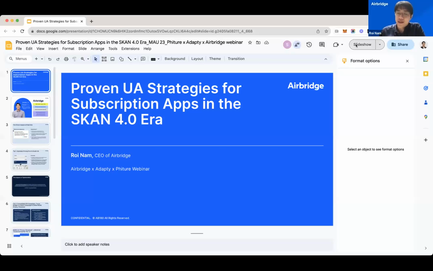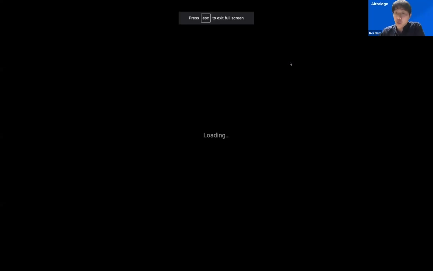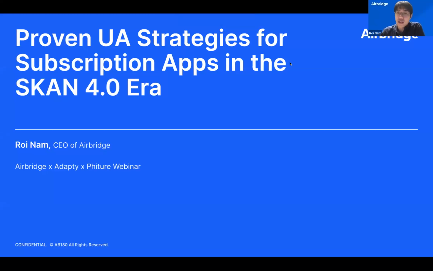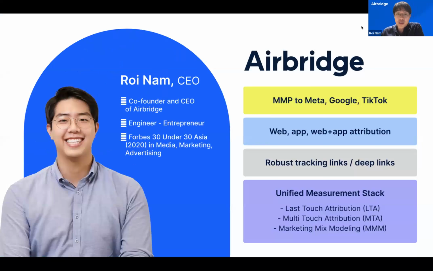Thanks everyone for joining this session today. I'm Roy, CEO of Airbridge. Today, the topic that I would like to share with you is proven UA strategies for subscription apps in the SKAN 4.0 era. Before delving into the actual contents, I would like to briefly introduce myself and the company. I'm the founder and CEO of Airbridge. I have an engineering background. Airbridge is an MMP, mobile measurement partner. We're one of the 6 partners of Meta and Google in the world. We not only do mobile attribution, but also unified attribution for both web and app. We have tracking links and deep links, and we provide the unified measurement stack to more than 300 businesses in the world.